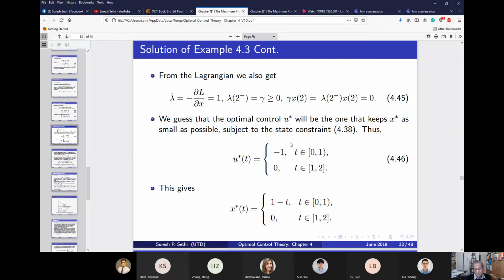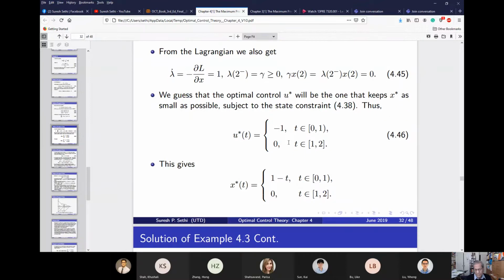So what I'm going to do is I'm going to guess. So we see that, first of all, the optimal control should be one that keeps x star as small as possible, subject to the state constraint 4.35. So this gives you u star, and this gives you x star t.